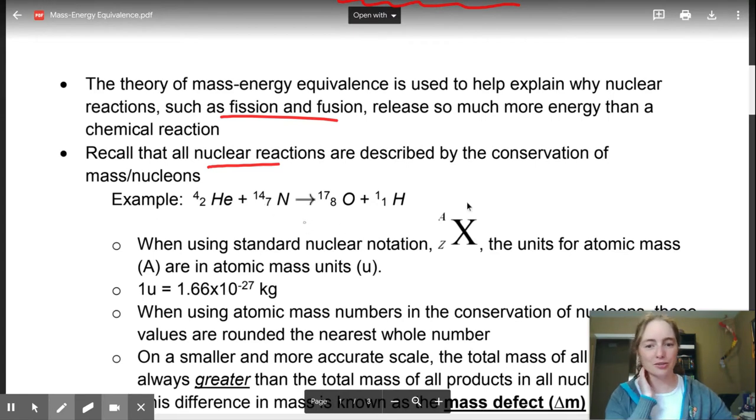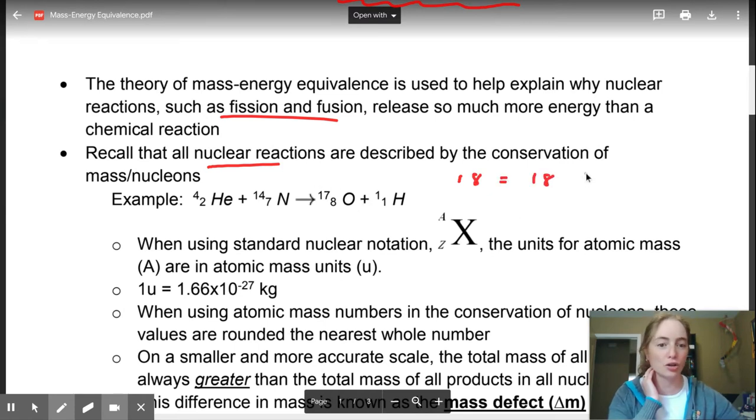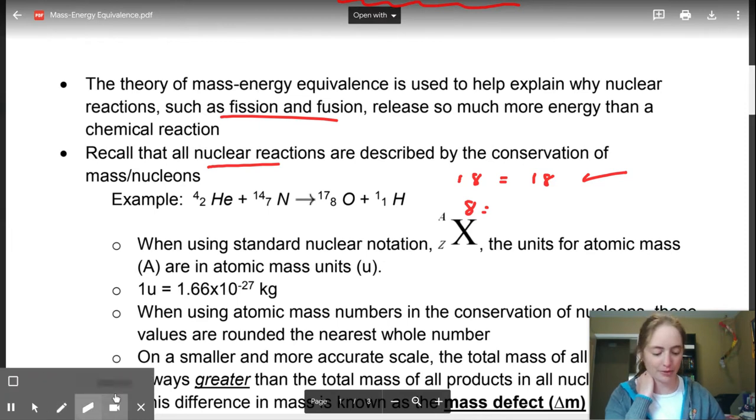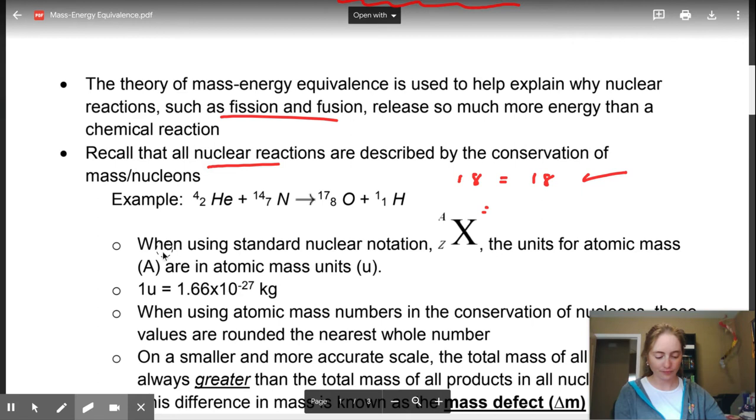So let's look at this reaction here for a sec. Well, we've got a mass of 18 on this side and a mass of 18 on this side. Okay, all is good. We go over here, we've got your proton number of 8 over here, 9. It would help if I would write my numbers down properly. There we go. Okay.